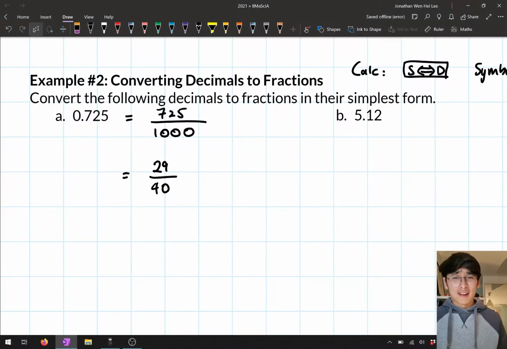But we still want to get into the practice of actually doing this ourselves in our heads before we go and rely on our calculator for this. So that's our first example. Okay, now the second one.